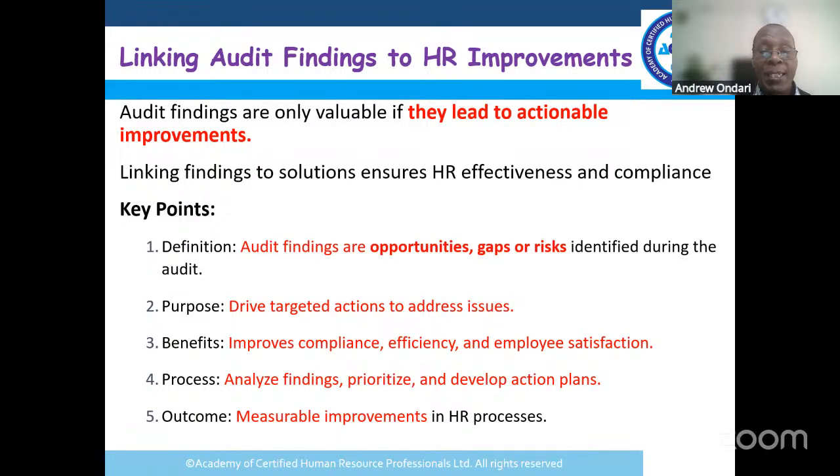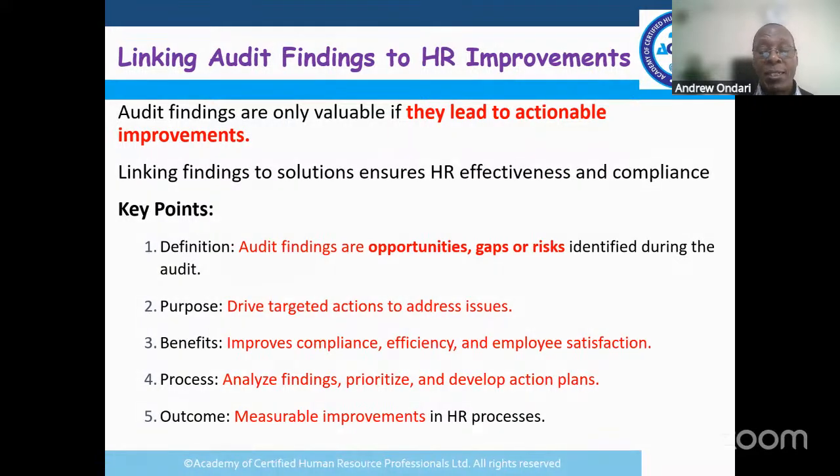Then lastly, what are the outcomes? That at the end of this process, we need those outcomes. What are the improvements that we can make, which are measurable? So we can make improvements in all the areas that we have identified, be they recruitment and selection practices, training, performance management, as well as reward and benefits.